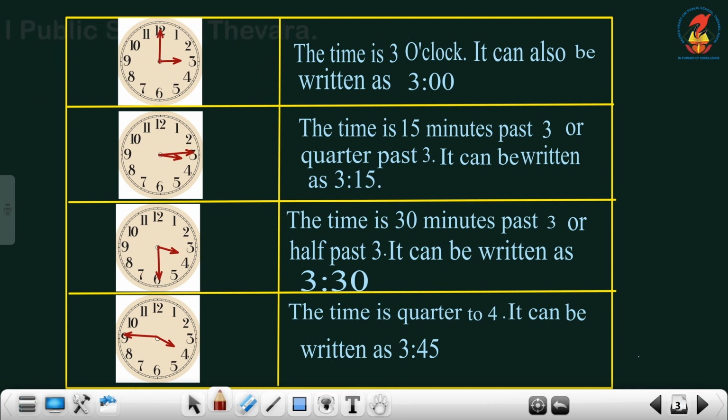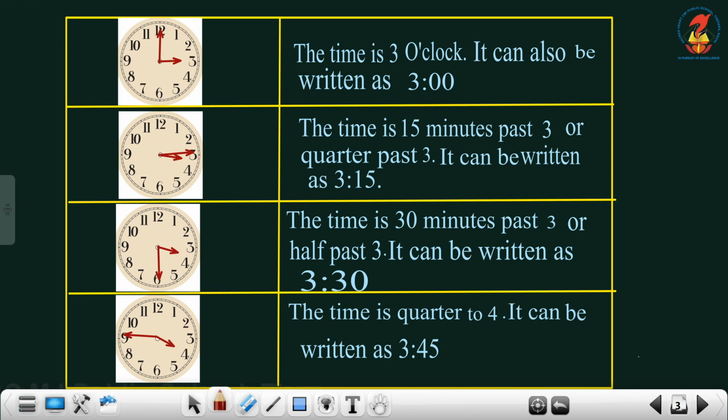From this 3, here it moves slightly, and when it comes here, it is now in between 3 and 4. Middle of 3 and 4. Is it? And where is our minute hand? Our minute hand is on 6. Exactly on 6. If the minute hand is on 6, what is the minute? 30 minutes. Okay, so how can we say the time is 30 minutes past 3?